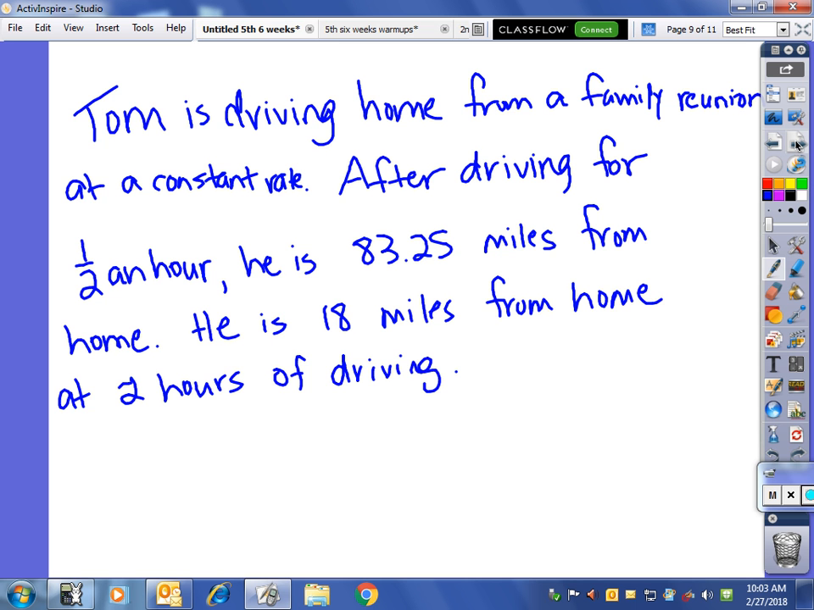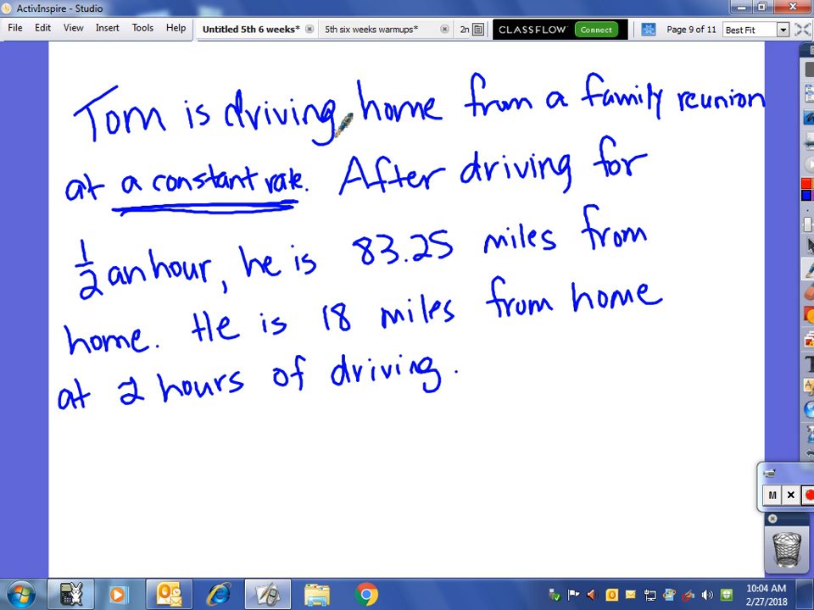Okay, very good. I have given you some information here. First of all, this problem says he's driving home at a constant rate. What kind of function do you think that's going to be? A line. Linear functions have constant rates. They increase or decrease by the same amount between each point.